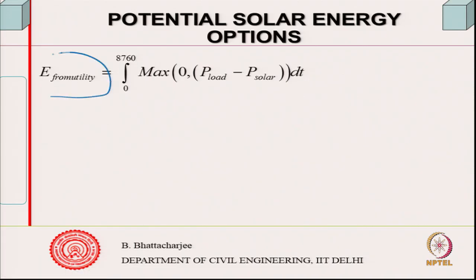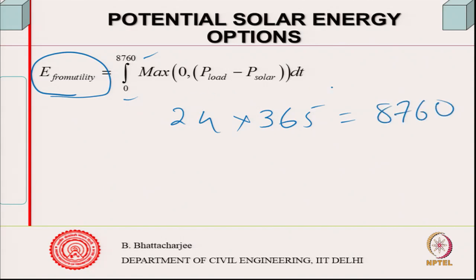So, we define something called E, energy from the utility, that is the grid. That would be the sum over 8760 hours, that is 24 into 365, makes it 8760 hours, of the maximum between 0 and P load minus whatever you are getting from P solar. So, P stands for power, power you get from the load or P from the solar. Now, maximum of this means all negative values will be thrown out, it will be converted into the maximum of either 0, so it can be less than 0. So, maximum of 0 and P load minus P solar, that is the E from utility.